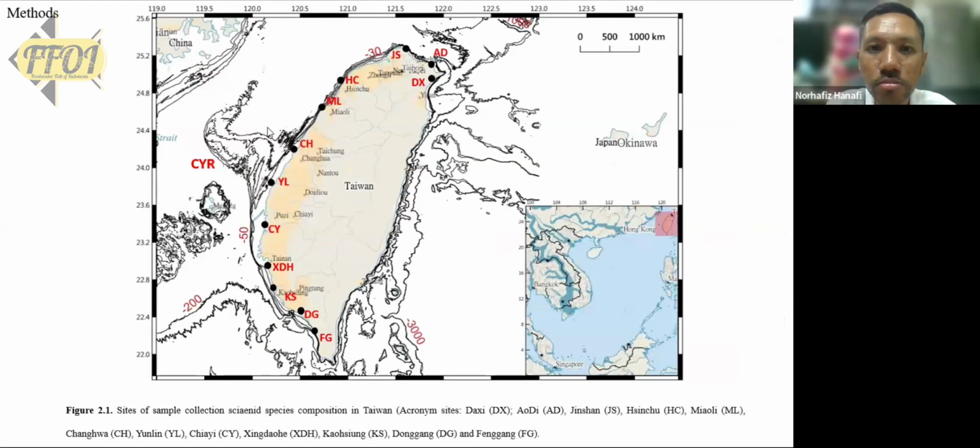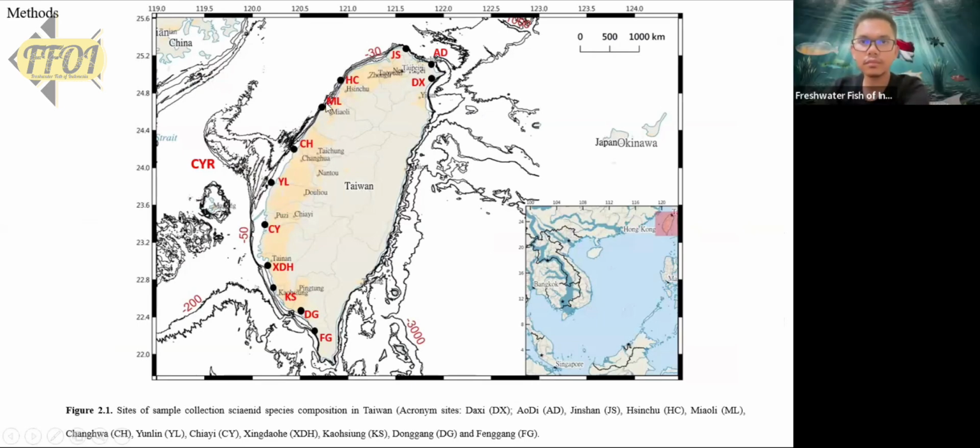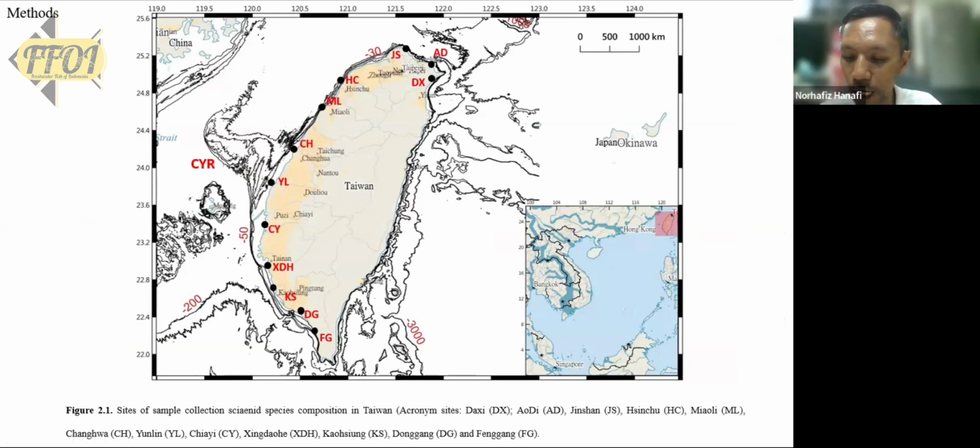In Keelung, up here, there used to be warm water species, very abundant in northern Taiwan. That means when the cool water came at the end of year, around November, December, January, mostly cool water species were very abundant in northern Taiwan.